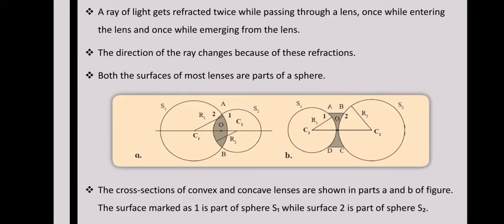The cross sections of convex and concave lenses are shown in parts A and B of the figure. Can you see? The surface marked as 1 is part of sphere S1, this one, correct? And surface 2, this one, is part of S2, sphere 2. Followed?